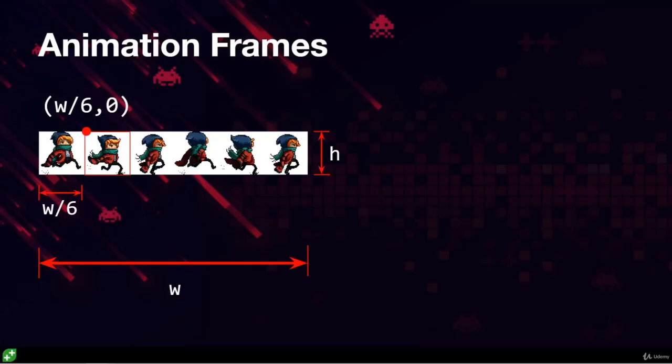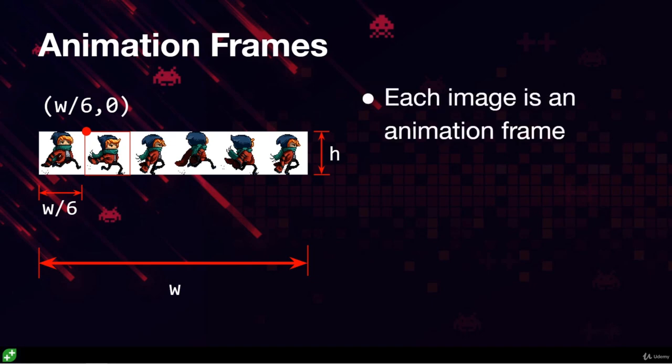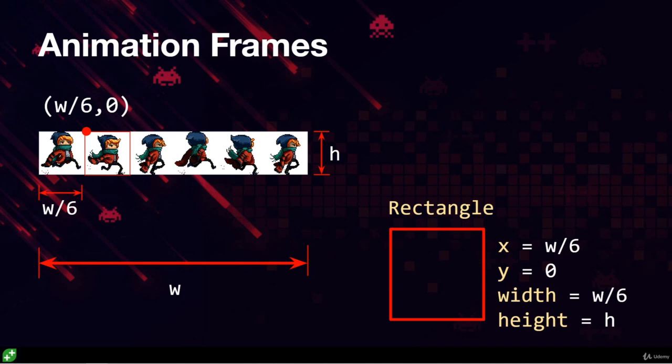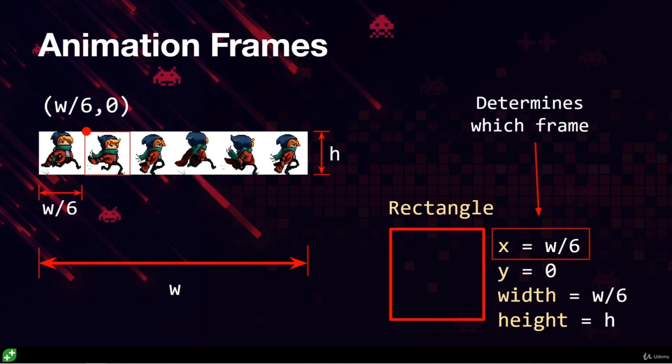Now remember, we have a sprite sheet which contains multiple images of Scarfy. We can think of each one of these images as an animation frame. And we cycle through these frames every time we update the image. Now remember, Draw Texture Rec takes a rectangle as an input, and the rectangle has its own x, its own y, a width, and a height. Now the x and y are the local coordinates for the sprite sheet, so it's really this x component here that determines which sprite out of the sheet we're going to draw.